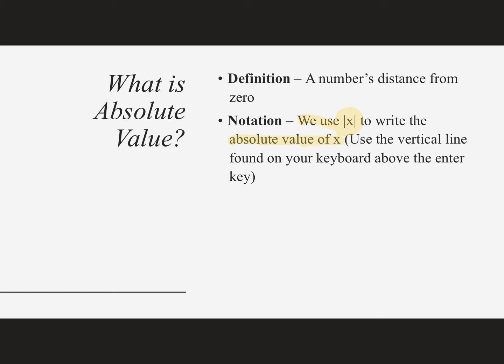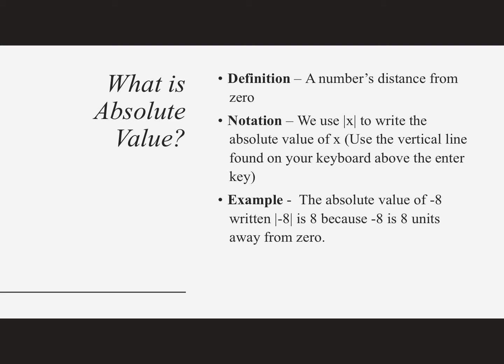In order to write this on your computer, you are going to use the vertical line that is found above the enter key on the right-hand side of your keyboard. The key shows up like this, a vertical line, and underneath that line looks like this. If you use your shift and then that vertical line, that is how you get that notation.